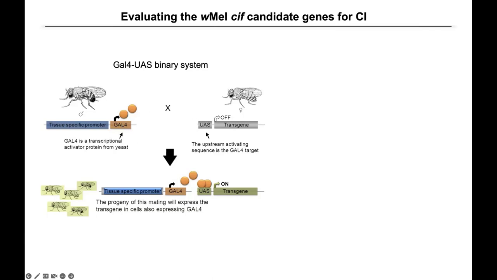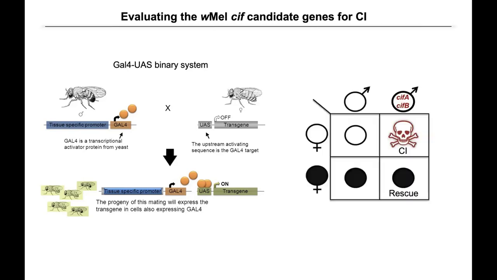In order to do that, you cross these two flies expressing Gal4 and UAS separately. In the progeny of these flies, where Gal4 and UAS come together, Gal4 then activates UAS, which then activates the transgene expression. And you can express this transgene in the tissue of your own interest. For example, you can combine this Gal4 with a promoter in a specific tissue that you want to express the genes. Since Wolbachia is a reproductive parasite, we express these genes in the reproductive tissues. With that, we wanted to test if these genes in the absence of Wolbachia can actually cause CI or not. So in the males that were previously infected with Wolbachia, we took out Wolbachia and we expressed only these CIF genes to see the CI phenomenon.